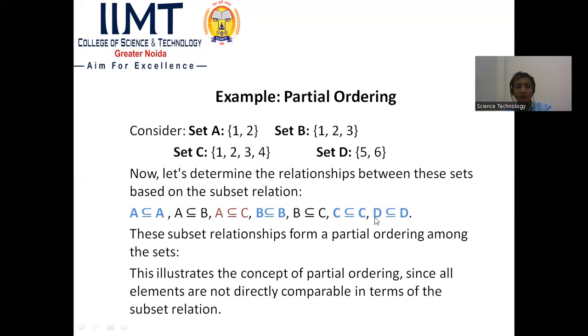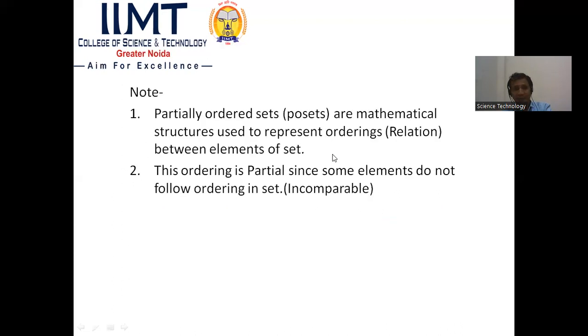antisymmetry property holds because there is no element which is related to the first element, and also related to the second element, or both elements related to each other, then these two elements must be equal. So there is no such case which is contradicting this property. So we say this collection of sets A, B, C, and D exhibit partial ordering among the sets.